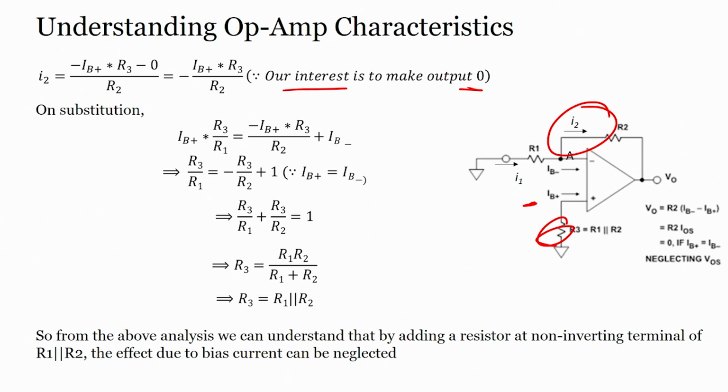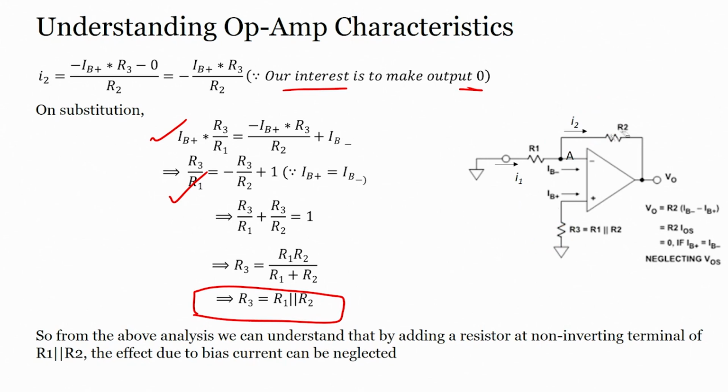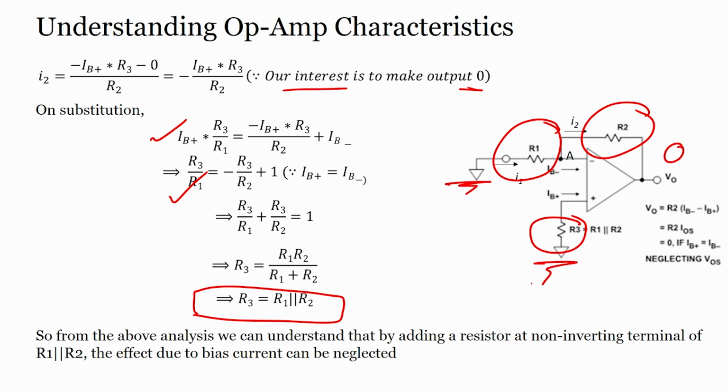So, on substitution, what will we have? We have this particular equation, as you can see here. From there we can have the value of R3 by R1, and finally the value of R3. R3 would be nothing but R1 parallel to R2. So, if I have an inverting amplifier and I know the value of R2 and the value of R1, from that I can decide what the value of R3 should be such that my output voltage would be 0 when both inputs are at ground. From the above analysis we understand that by adding a resistor of R1 parallel to R2 at the non-inverting terminal, the effect due to the bias current can be neglected.